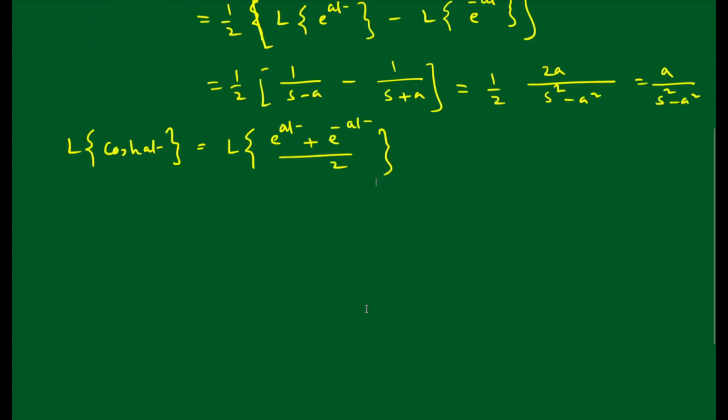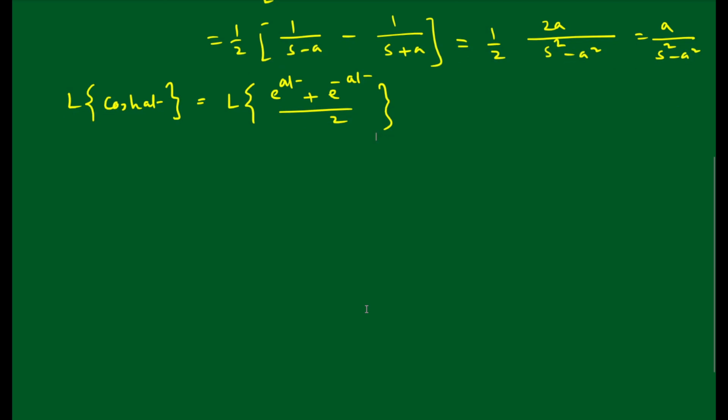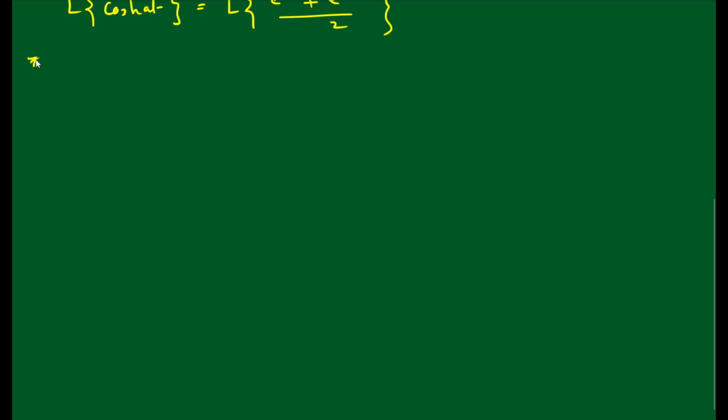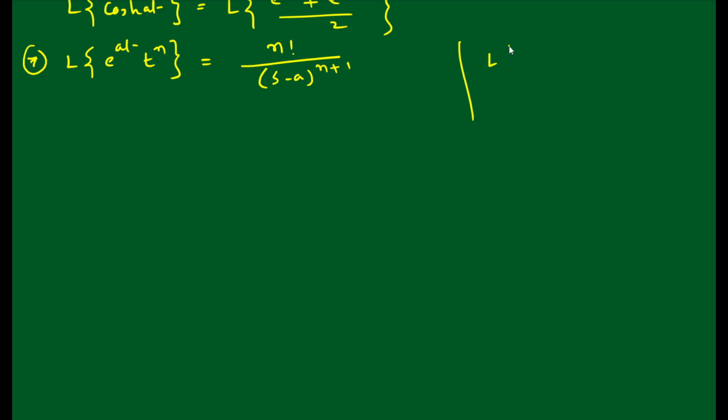And then one last very important property. This is number 6, I guess. The Laplace transformation of e to the power at and then t to the power n. If it is like that, then we have to write: n factorial divided by s minus a to the power n plus 1. So this one you can relate with this particular transformation.